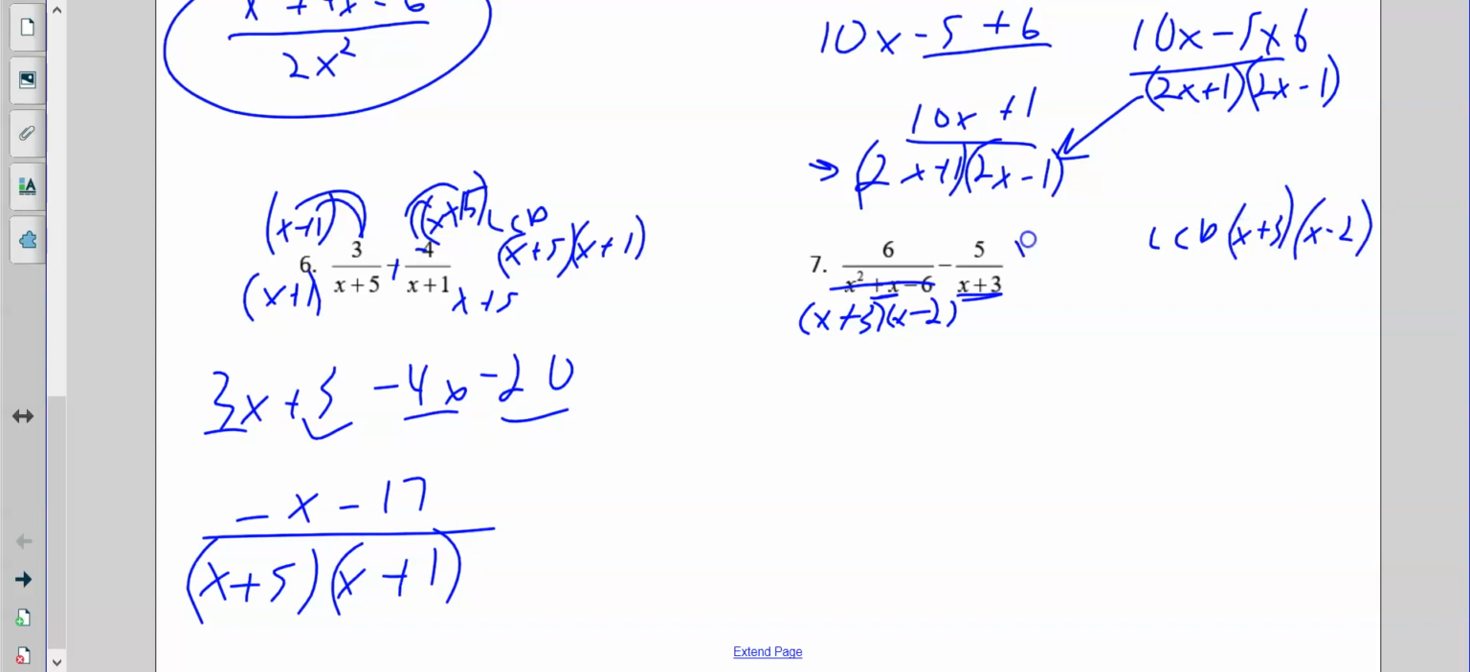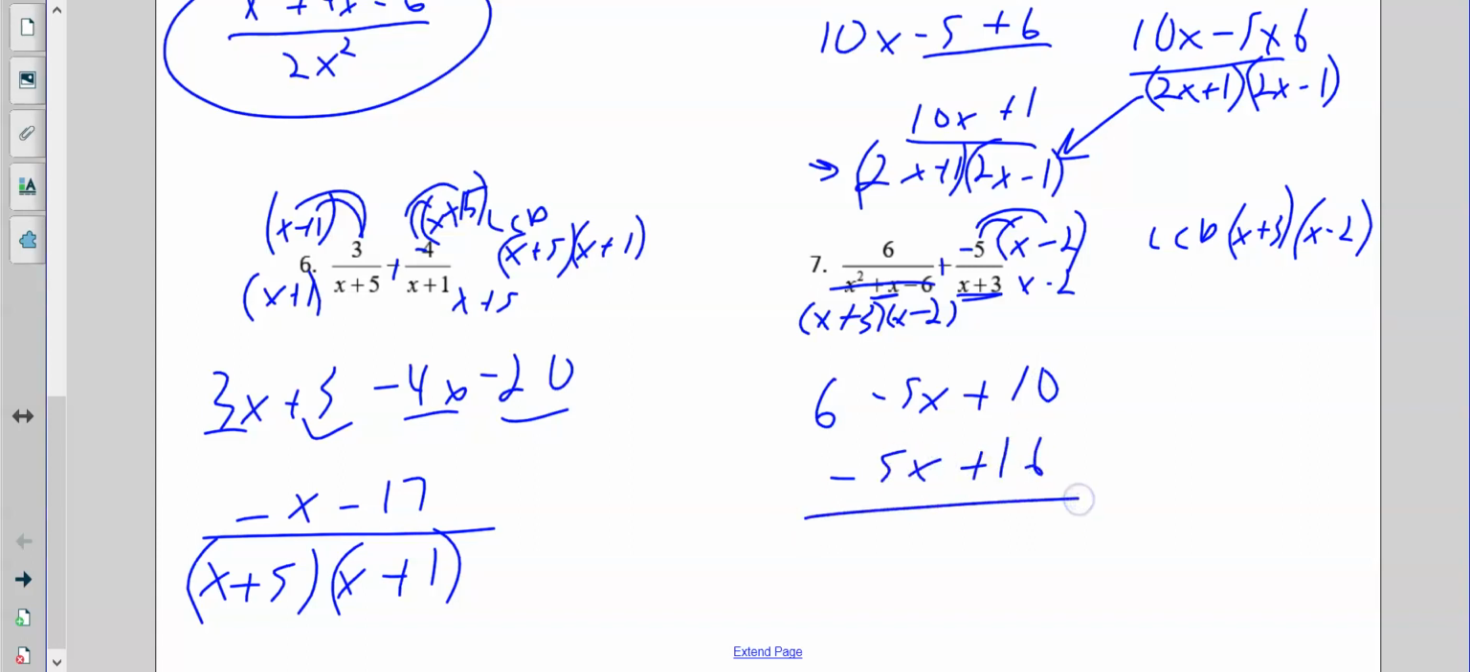Which means I just need to multiply by x minus 2 here and x minus 2 here. Again, I have subtraction. I'm going to make that plus -5. I'm going to put these in parentheses and remind myself to distribute to both. So on the left, I just have a 6, and then minus 5x and plus 10. And I'm going to simplify. Negative 5x plus 16 over x plus 3, x minus 2. And that's my answer.